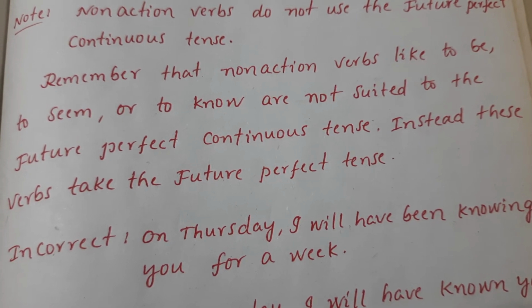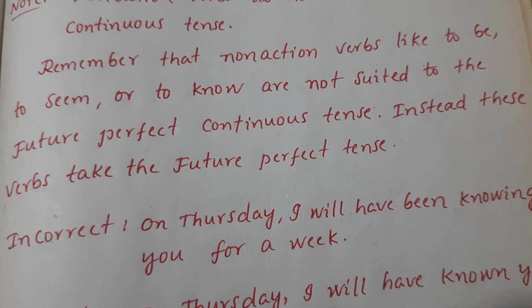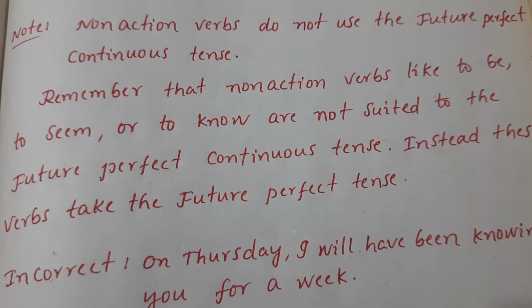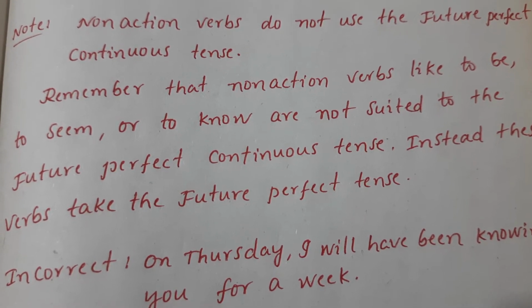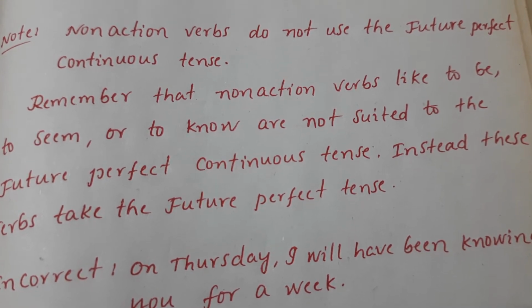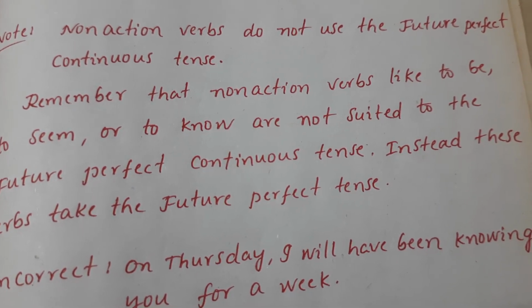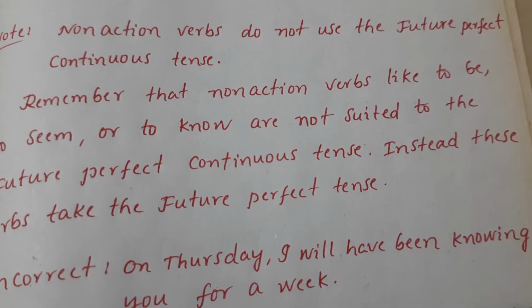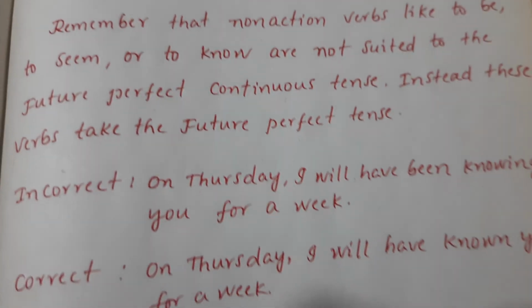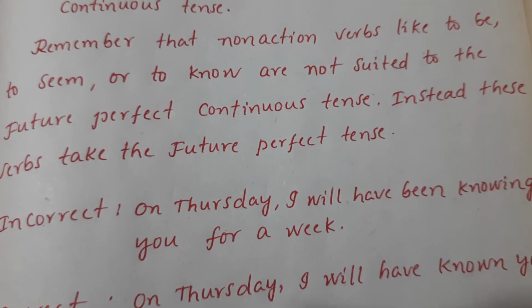Instead of these verbs, these verbs take the future perfect tense. For example, know is not an action word, and seem is not an action word. To be, like I'm a teacher, am, is, are, that is the be form. So these forms we cannot use in the future perfect continuous tense. Instead we can use the future perfect tense.